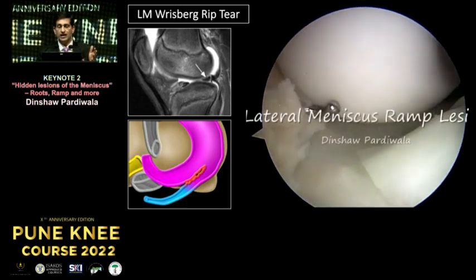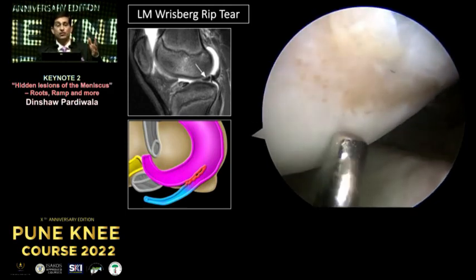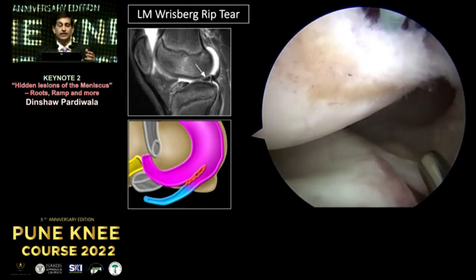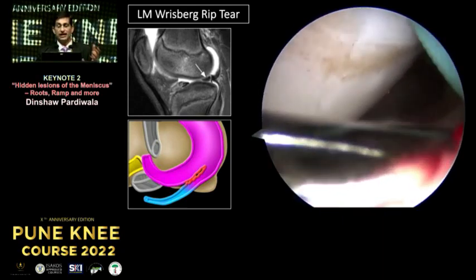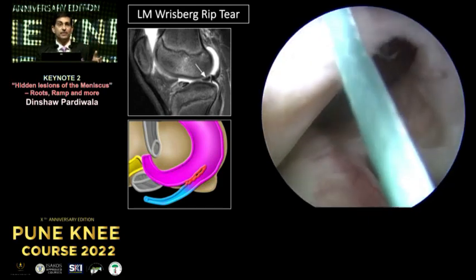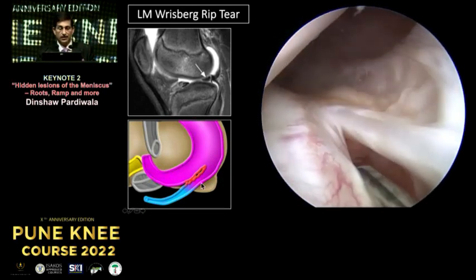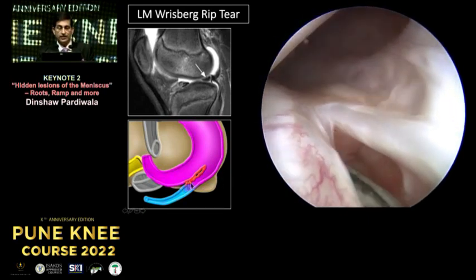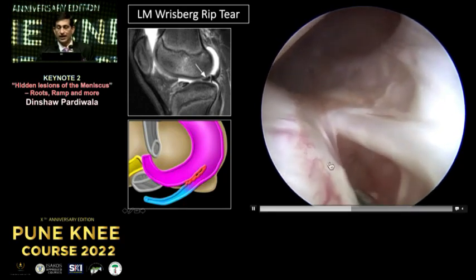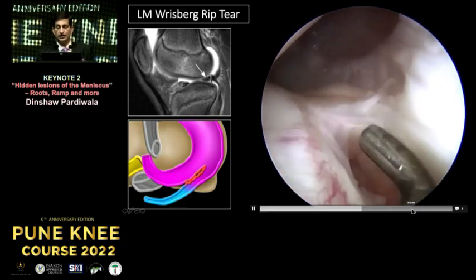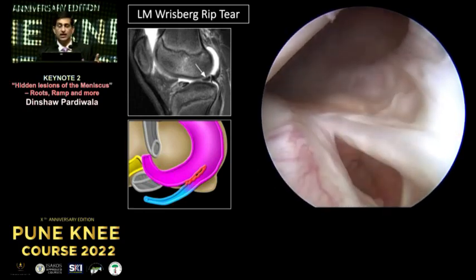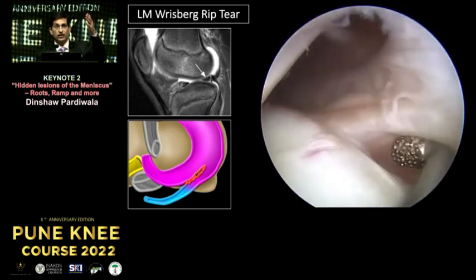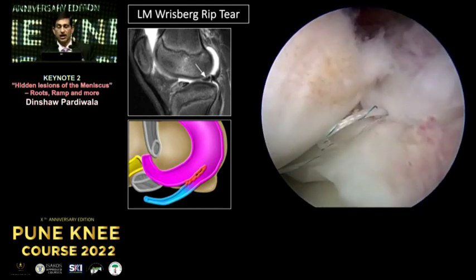And finally, one entity that's on the lateral meniscus. This is called a lateral meniscus Risberg rip tear. This is a similar hidden lesion of the lateral meniscus. This is like a ramp tear of the lateral meniscus. What happens here is a separation between the lateral meniscus and the Risberg ligament. So this is what it looks like, a classical ramp lesion on the lateral side. And this again is repaired with a very similar all-inside technique where you suture it above to the meniscocapsular and below to the meniscotibial after freshening it.